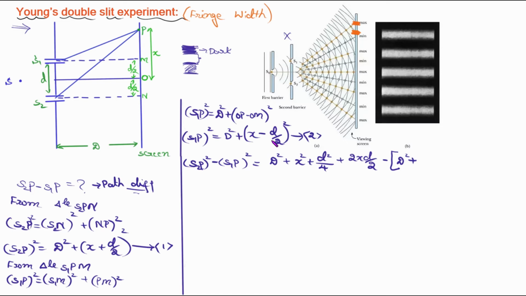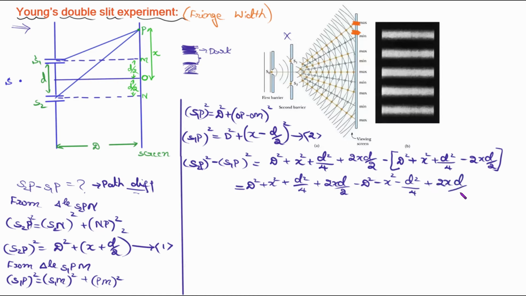This is in the form of (A minus B) whole square. So the expansion is X square plus D square by 4 minus 2AB, right? So 2XD by 2. Okay, it is equal to D square plus X square plus D square by 4 plus 2XD by 2 minus D square. I am multiplying the negative sign: minus X square minus D square by 4, minus into minus plus 2XD divided by 2.